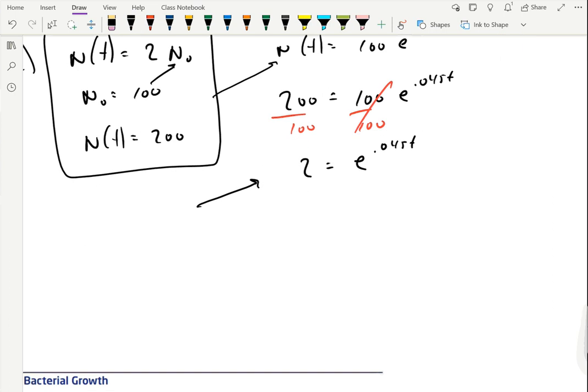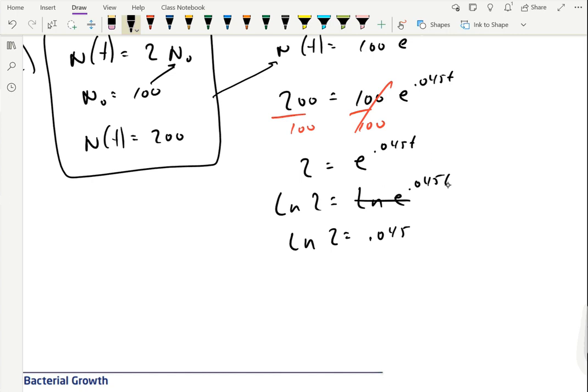So let me get rid of my box here, and let's go ahead and finish solving this. If I want to solve this, again, I've got an e and I've got a power, so the natural log makes sense. So the natural log of both sides. So the natural log and e cancel. So the natural log of 2 is 0.045. Whoops, forgot my t in there.